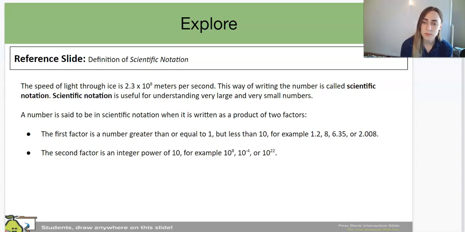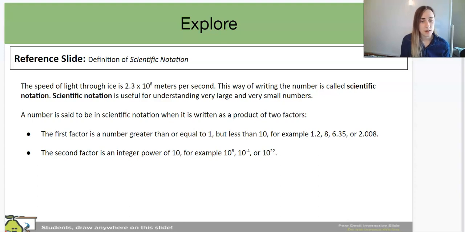A number is said to be in scientific notation when it is written as a product of two factors. The first factor is a number greater than or equal to 1, but less than 10. For example, 1 2/10, 8, 6 35/100, or 2 8/1000. The second factor is an integer power of 10. For example, 10 to the 8th power, 10 to the negative 4th power, or 10 to the 22nd power.